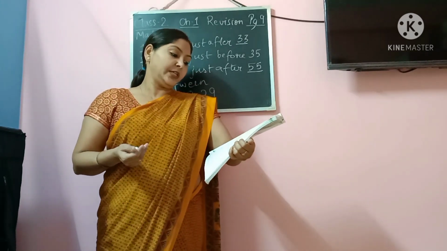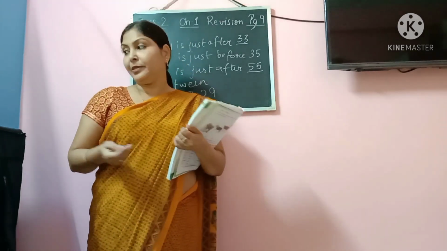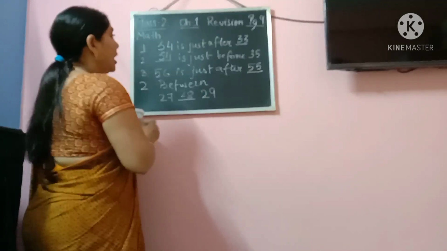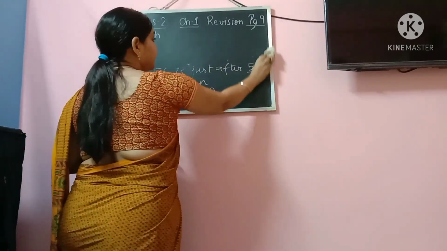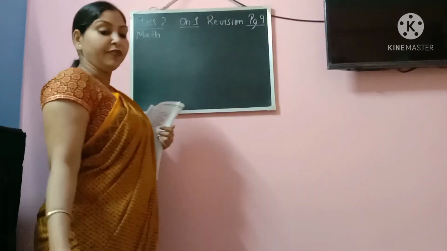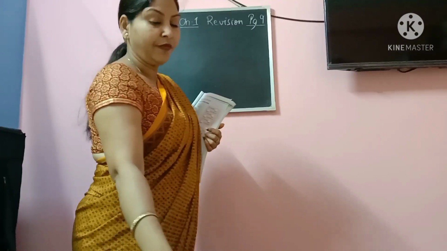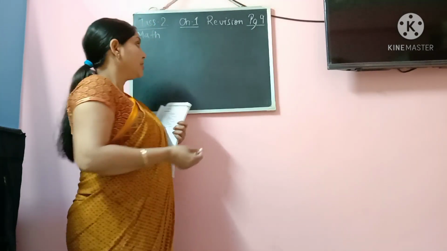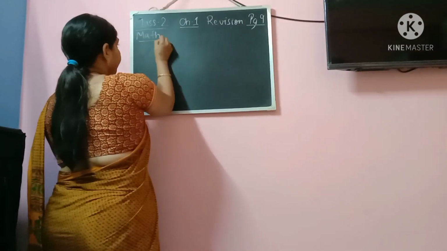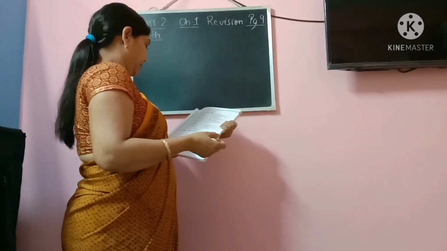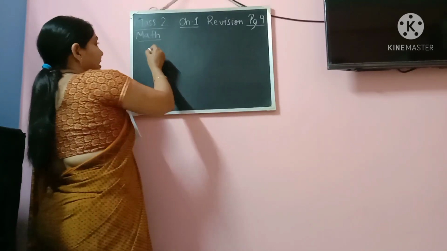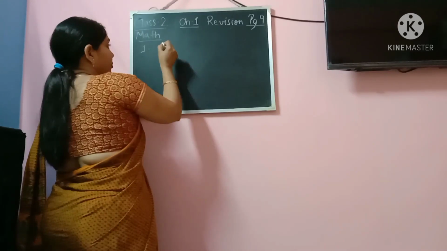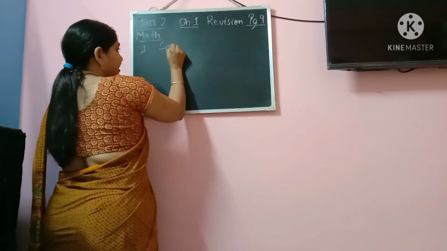Now, the next topic is smallest and biggest numbers. Smallest and biggest number means you have to find, out of a given set of numbers, the smallest number and the biggest number. Okay, let us do that. Number 1. Find the smallest number in each row. That's the question.